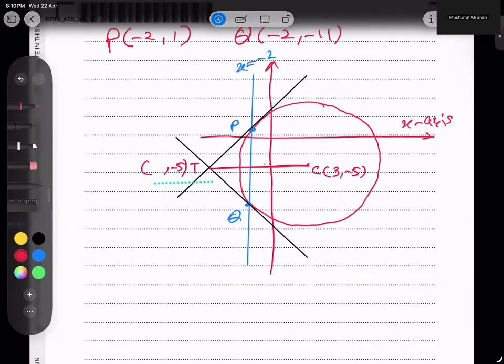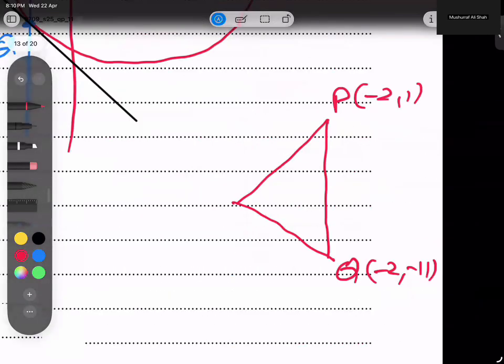Can I say one thing now? What is the P coordinate I'm getting here? So, okay, I do one thing. I make this diagram again, this triangle again, only the triangle. So in my question, the P coordinate is -2 and 1, and the Q coordinate is -2 and -11. Can I guess from here what this distance is?